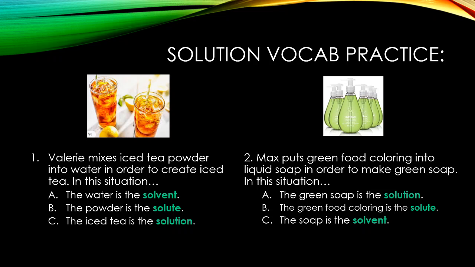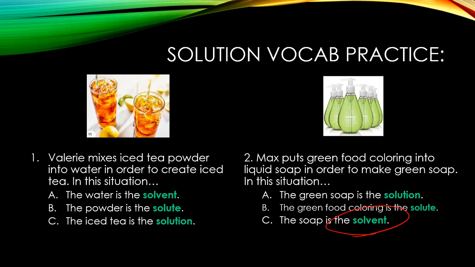Over here, Max was putting some green food coloring into a liquid soap in order to make it green soap. In this situation, the green soap that he created at the end was the solution. You always end up with a solution. The green food coloring is the solute. And yes, in case you were thinking, oh, Mr. Manager, I thought a solute always had to be like a solid or a powdery kind of thing, no, you can even have a liquid solute, like green food coloring. And the soap is the solvent. So that's like the bigger substance that the solute is getting mixed into.